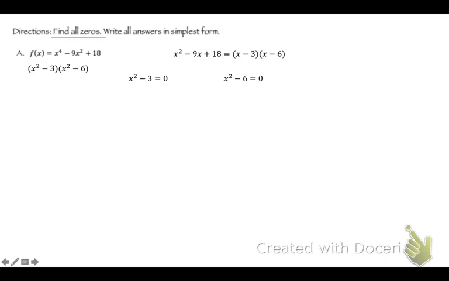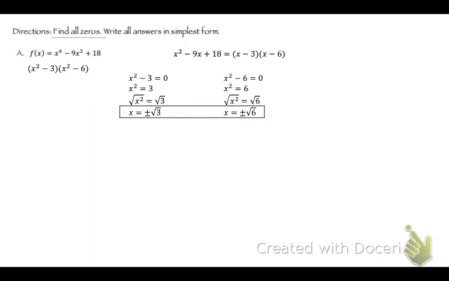We're finding the zeros, so we can set those equal to 0. So we get x squared equals 3, square root it, and you get x equals plus or minus the square root of 3. Whenever you do a square root, you have to do the plus or minus if there's an equal sign. Here we're adding the 6 over, square root both sides, so x equals plus or minus square root of 6. Okay, you do example B, you should get that.